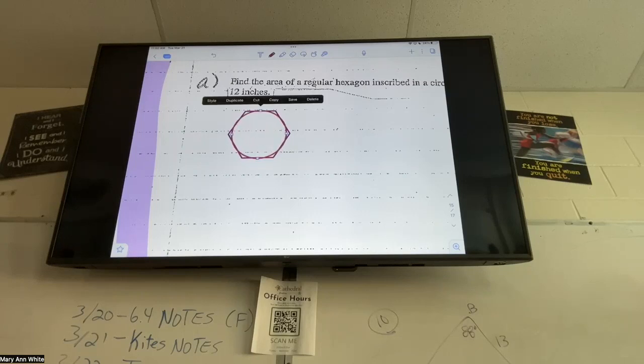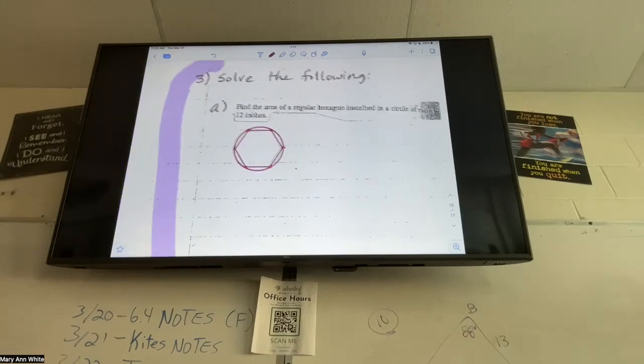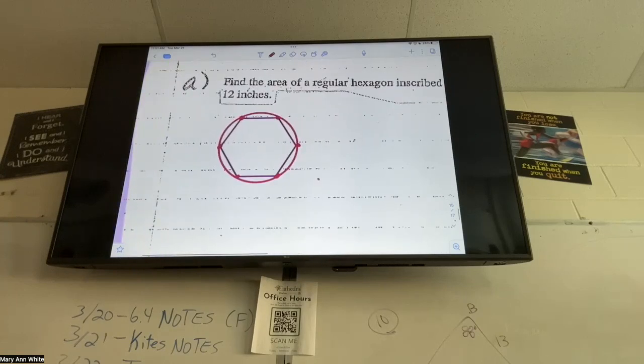So I need the circle to be outside of the hexagon. When it says inscribed, it means that the hexagon is inside, and it means that every point of the hexagon is on the circle. That's important to set up this problem. Find the area of a regular hexagon inscribed in a circle of radius 12 inches. Okay, so the circle has a radius of 12 inches. So that means half of the diameter is 12.